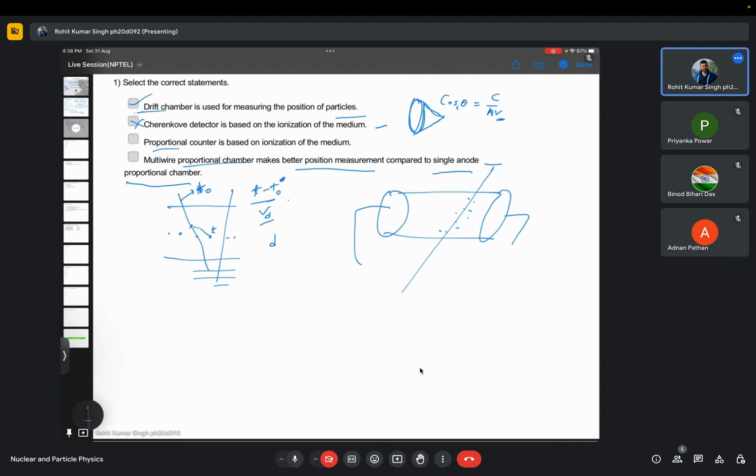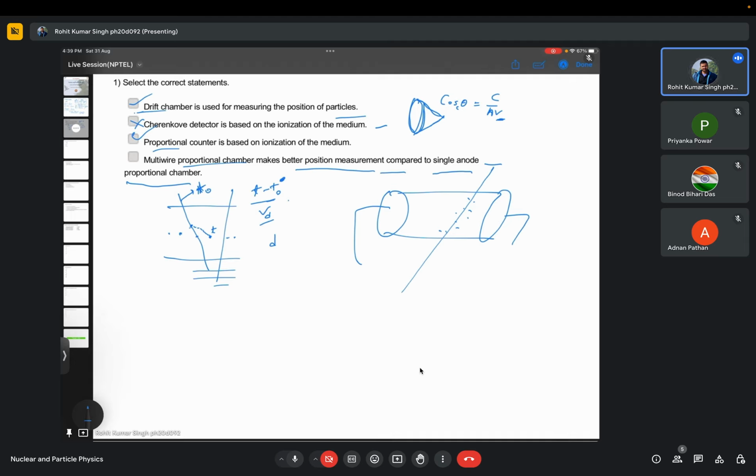Then the proportional counter, this one is also true, right? The drift chamber is a kind of sophisticated proportional counter. In a proportional counter you have just one anode, and the charged particle ionizes the medium and you get a signal, when you apply a potential difference. And then the multi-wire proportional counter gives a better position measurement compared to a single anode.